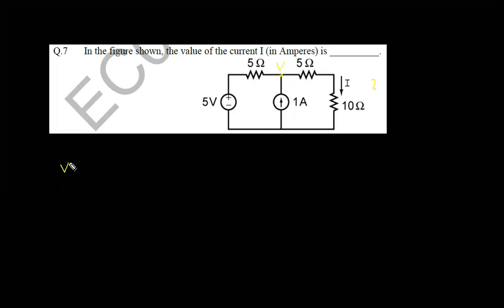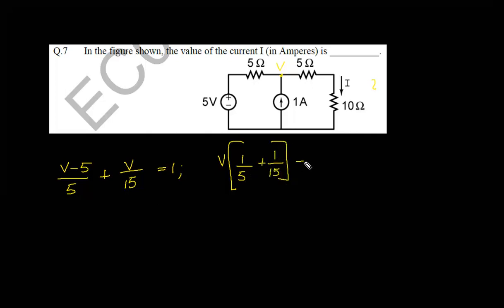Right? So writing the node equation: (V minus 5) by 5 plus V by (5 plus 10), that is 15, and 1 ampere current is entering the node, so equal to 1. So V into (1 by 5 plus 1 by 15) equals 1 minus 5 by 5, which is minus 1. So 1 plus 1, 2. Now V into, taking 15 common, so 3 plus 1, 4, equals 2.